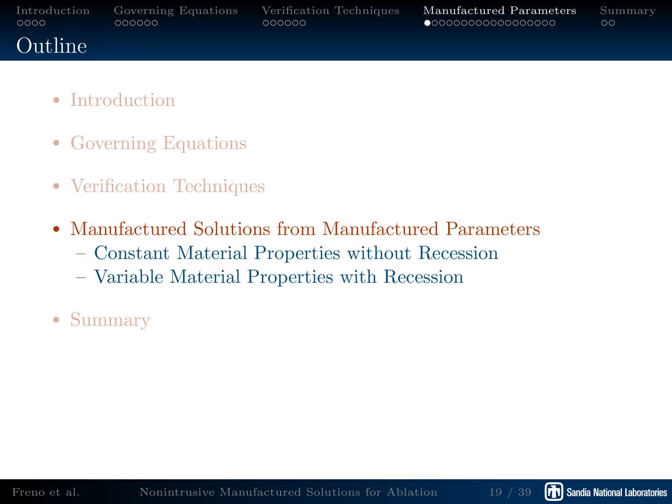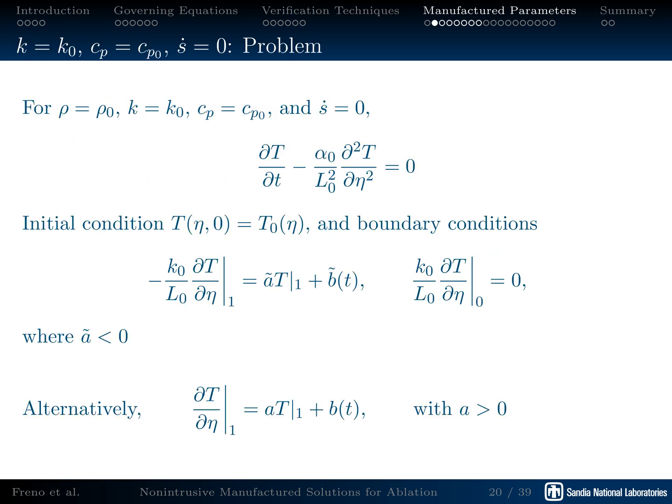Now I will demonstrate the effectiveness of these approaches. For the first case, we consider constant material properties without recession, and our equation reduces to the constant coefficient heat equation. We introduce general boundary conditions with the intent of having them most closely resemble the ablation boundary conditions. The boundary condition for the ablating surface depends on temperature and time.